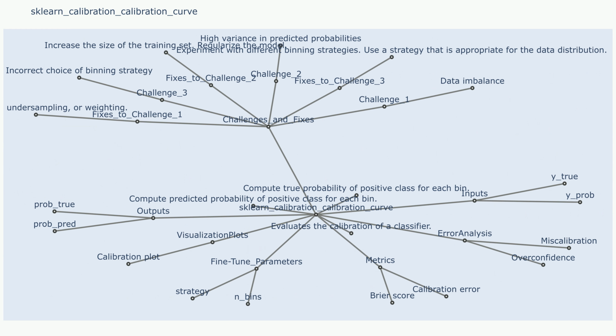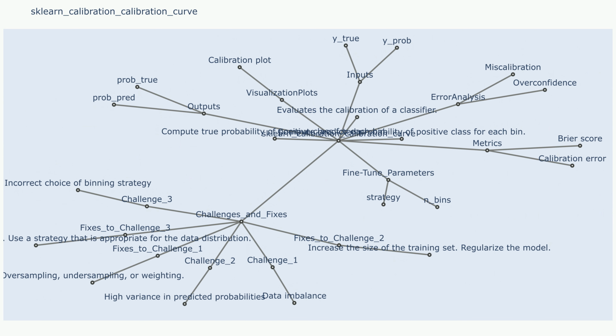Metrics. Calibration error. This metric quantifies the difference between the predicted probabilities and the true probabilities. It's often expressed as a measure of the distance between the ideal diagonal line and the calibration curve. A calibration error close to 0 indicates a well-calibrated model. Visualization plots. Calibration plot. This is a standard plot created by plotting prob_true against prob_pred. An ideally calibrated model would exhibit a straight line along the diagonal. Deviations from the diagonal indicate biases in the model's probability estimates.